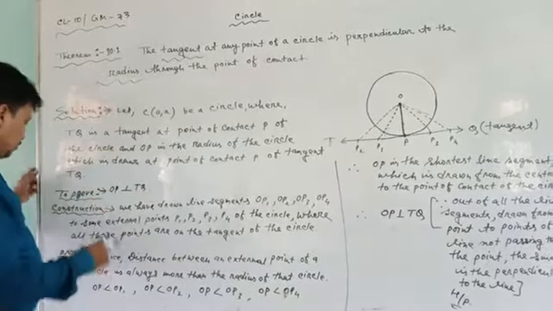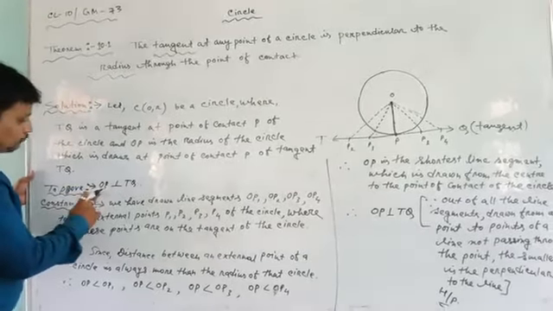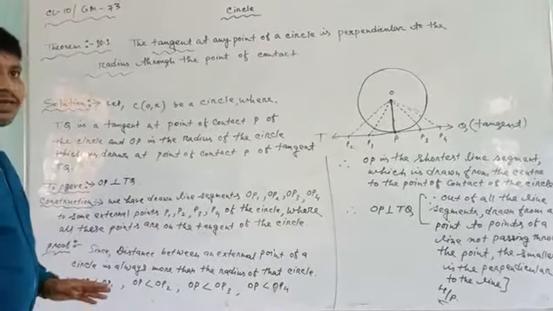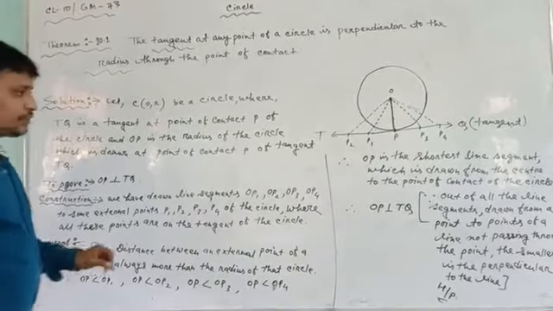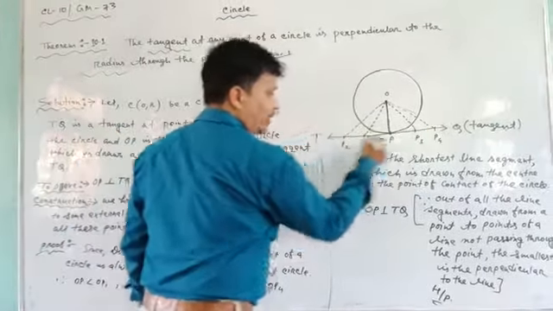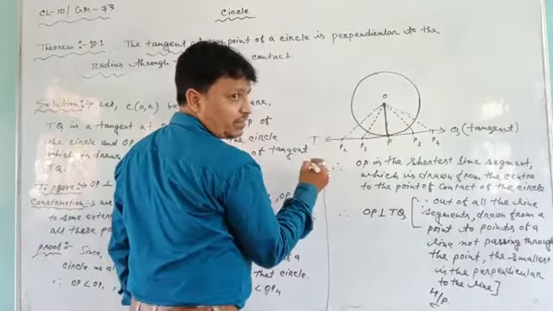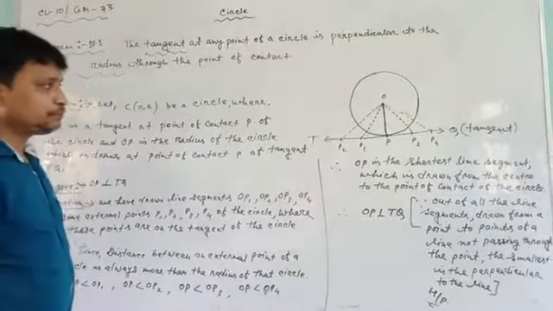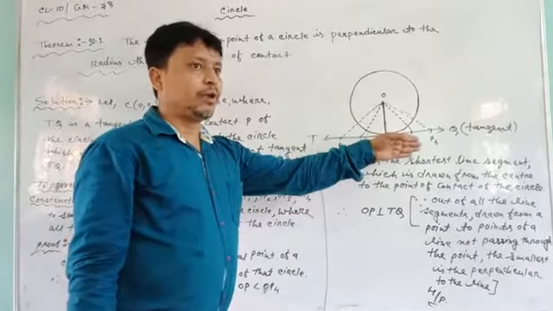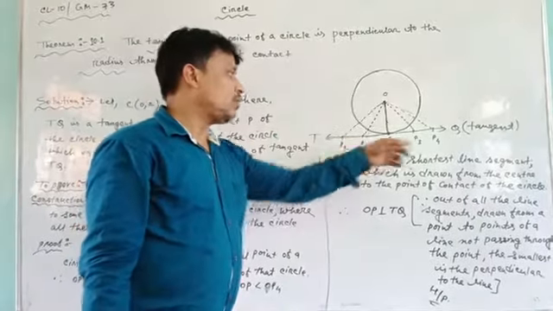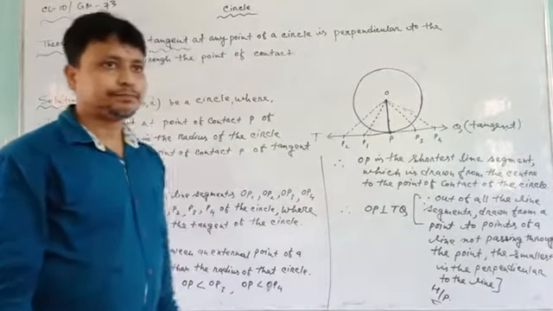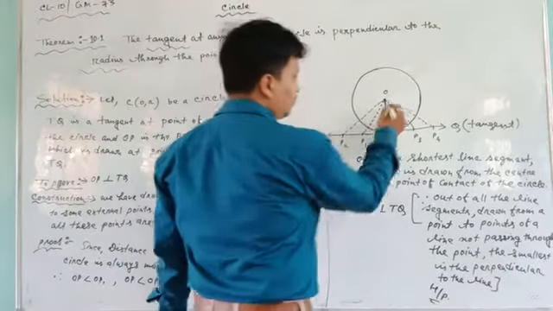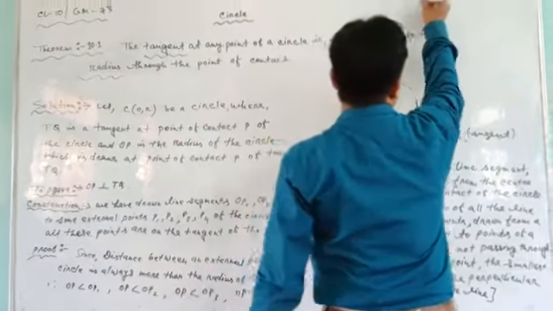To prove OP perpendicular to TQ, we are considering something extra. On this tangent TQ, we are taking some points P1, P2, P3, P4. These are all external points, because they are all outside the circle. And why are we considering these points? Because there is one rule.